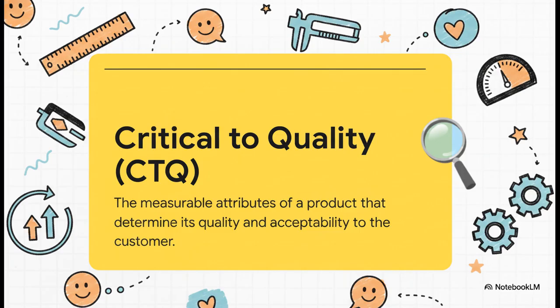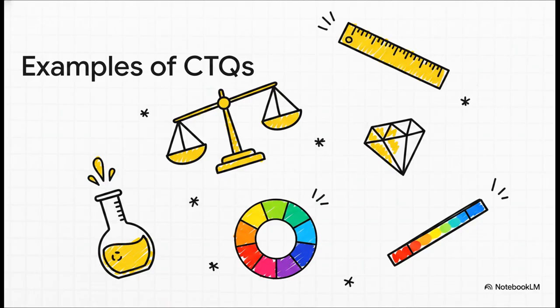Now, the two most important words there are measurable and customer. This isn't about what we think is important. It's all about what the customer values and what we can actually objectively measure with a number. And this can be just about anything, really. We could be talking about physical dimensions, the exact weight of a part, its hardness, how thick a liquid is, that's viscosity, the precise shade of a color, or even the pH level in a solution. All of these are solid, measurable CTQs.